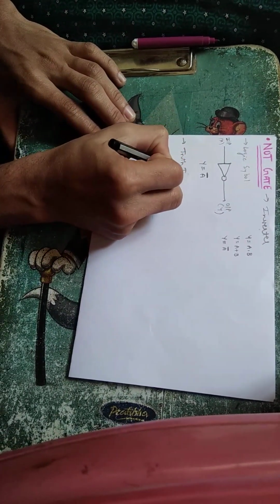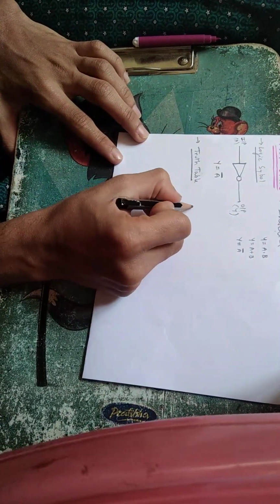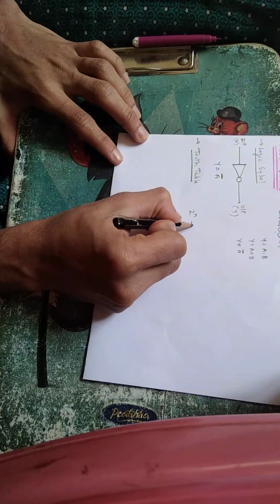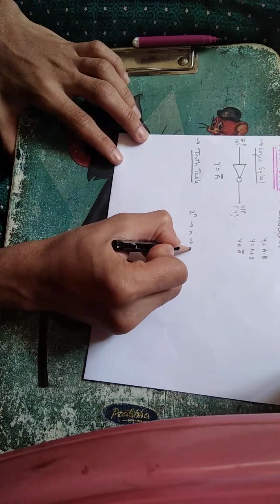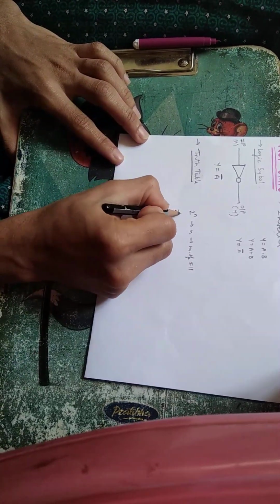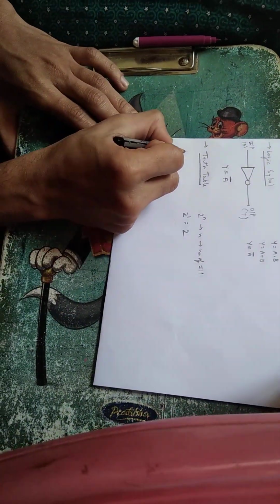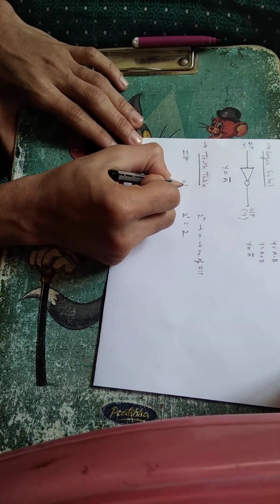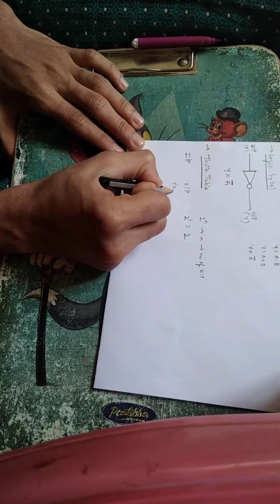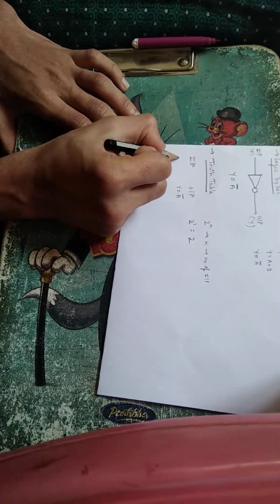How does the truth table look here? I told you the formula. How many input combinations? How to find out? 2 to the power n, where n is the number of inputs. So 2 to the power 1 will be 2. There are only 2 input combinations. So first input, then output, that is Y. Output is Y, that is A complement. Input is only 1, that is A.